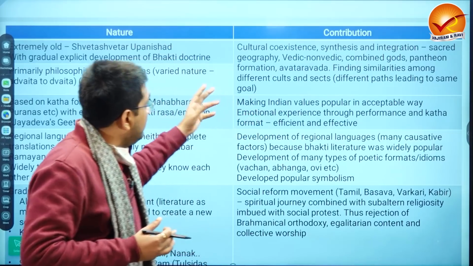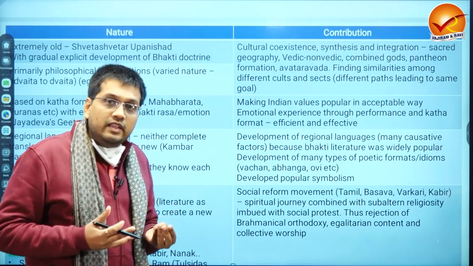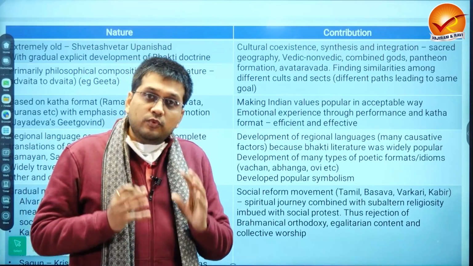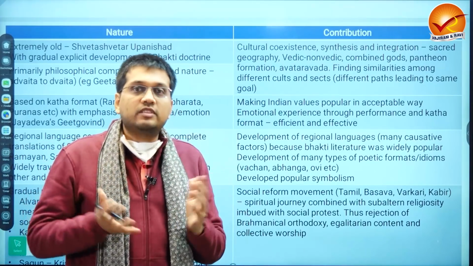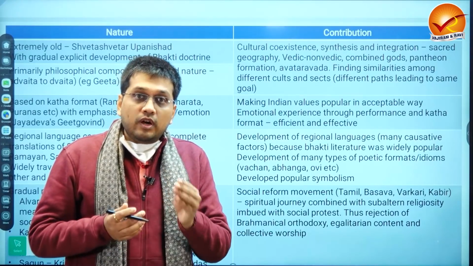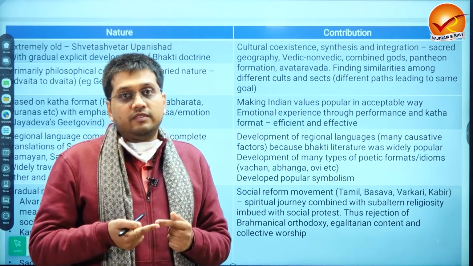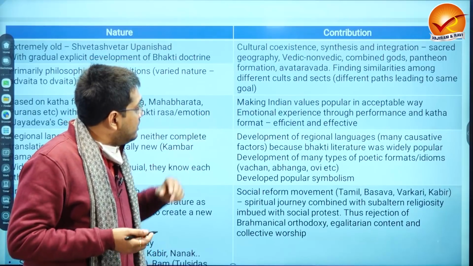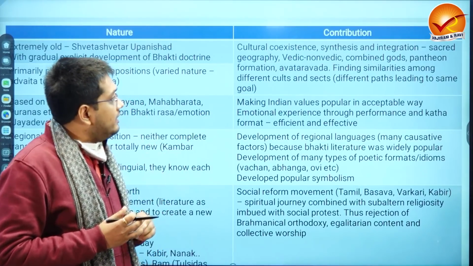Then you have the attempt of synthesizing various Indian local cultures into one great tradition through this entire Bhakti tradition, like Vedic and non-Vedic tradition. Puranic tradition is nothing but that. We have making Indian values popular in an acceptable way.